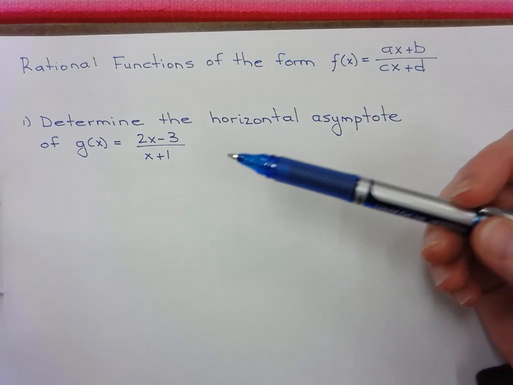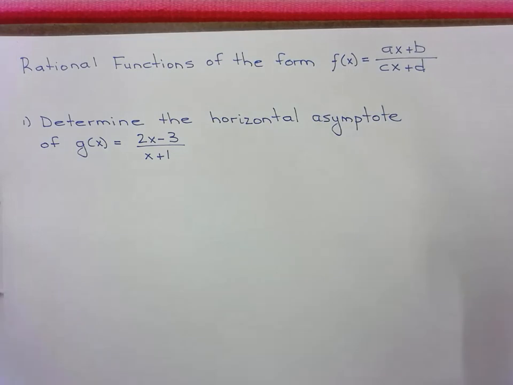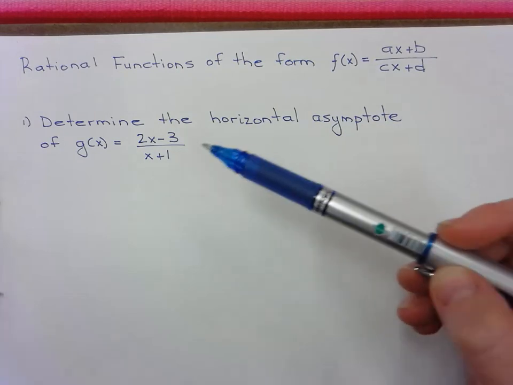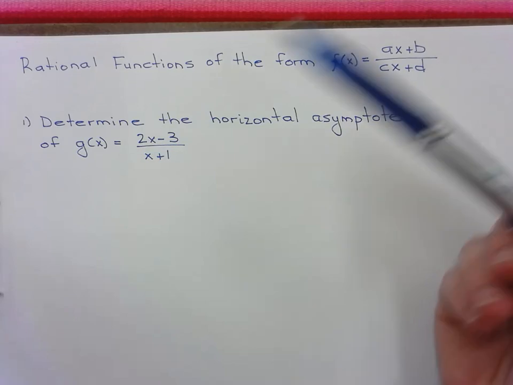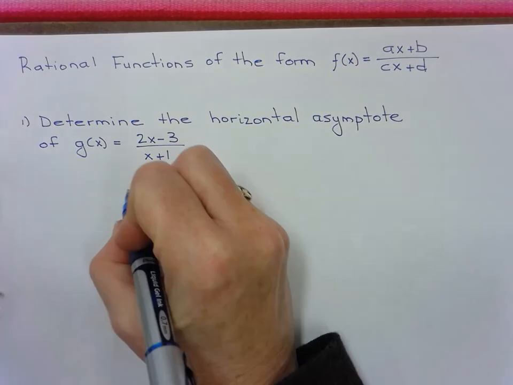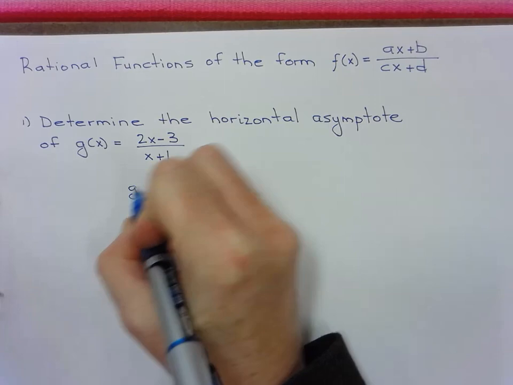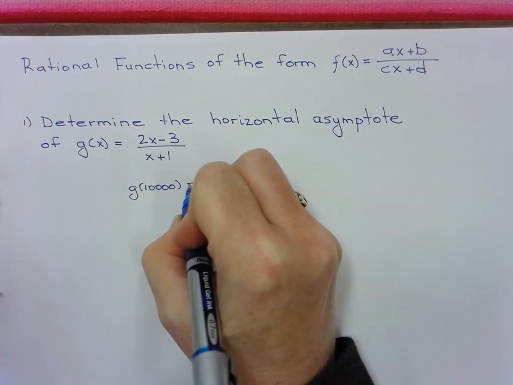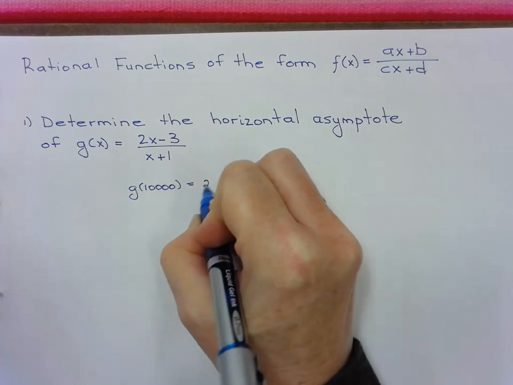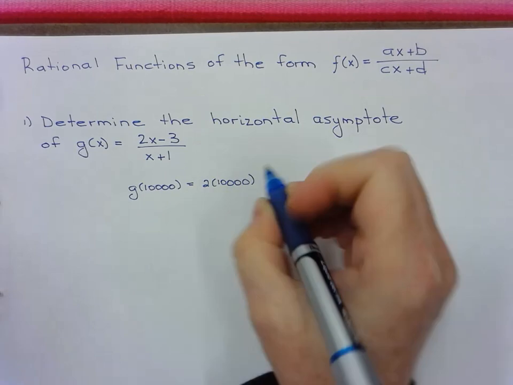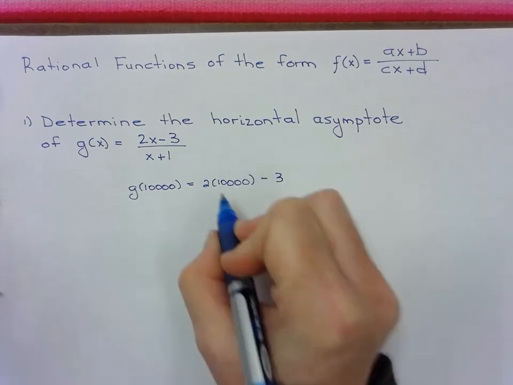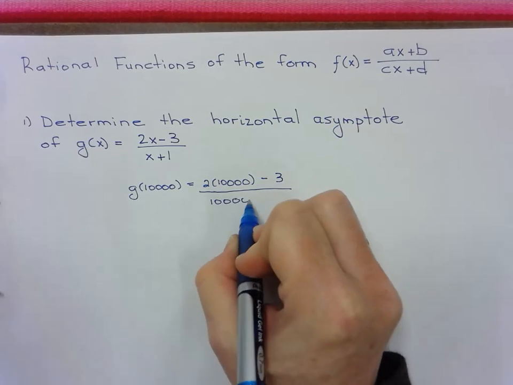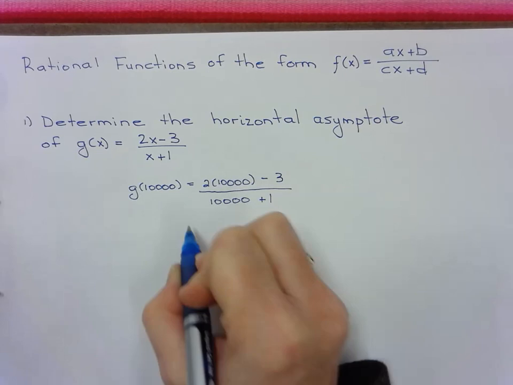So as x approaches a large positive or negative value, the negative 3 in the numerator and the plus 1 in the denominator become insignificant relative to the value of the 2x and the x. So let's take a look at that. If we take a look, for example, when x is 10,000. So g at 10,000 is going to equal 2 times 10,000, subtract 3, all over 10,000 plus 1.